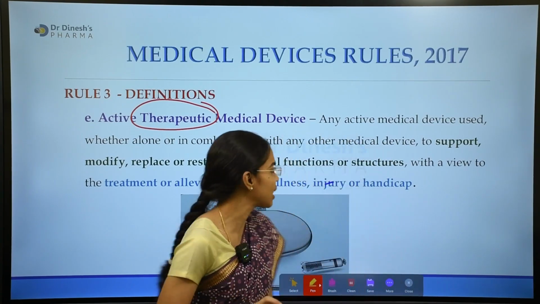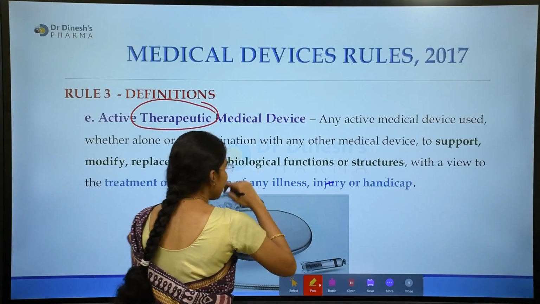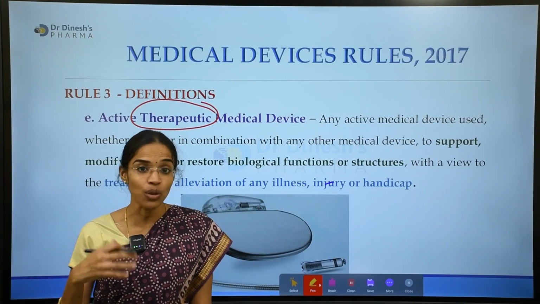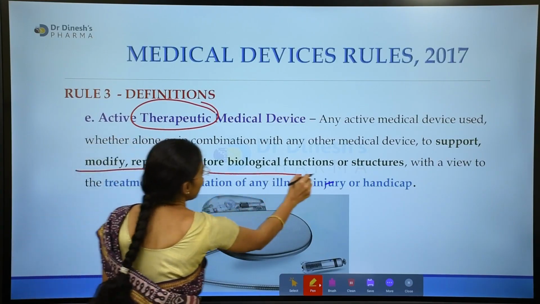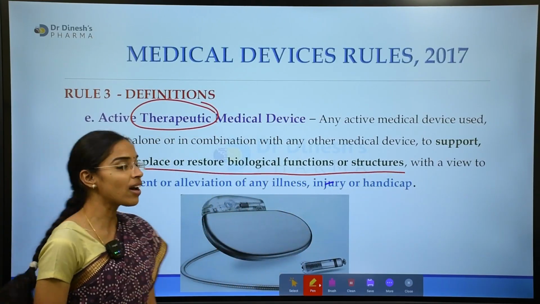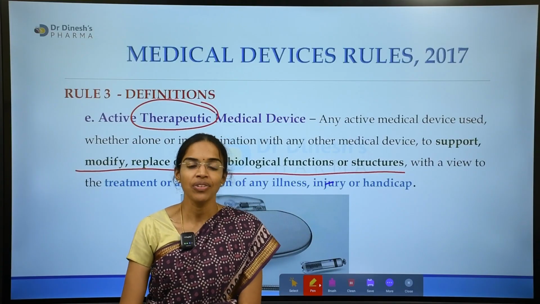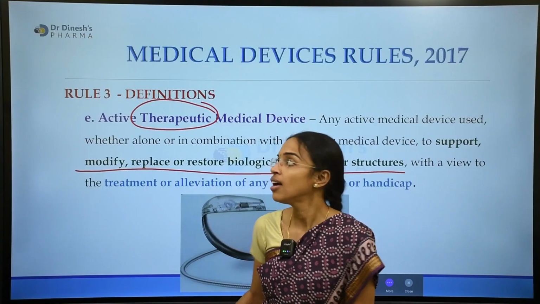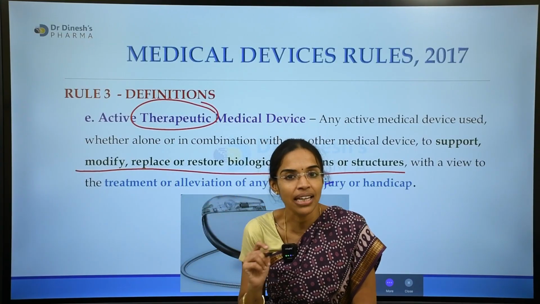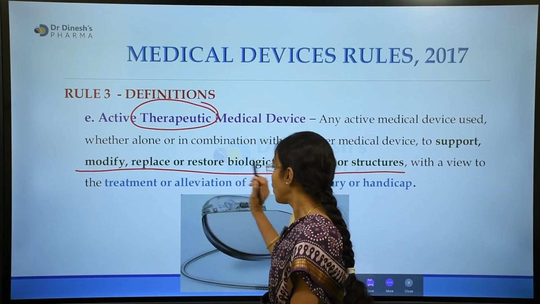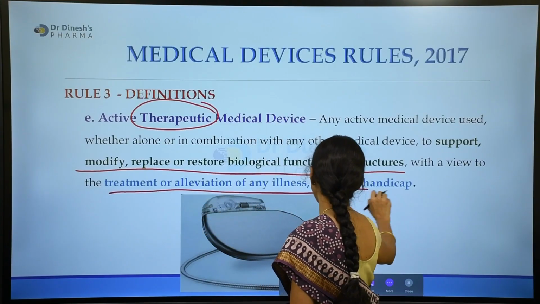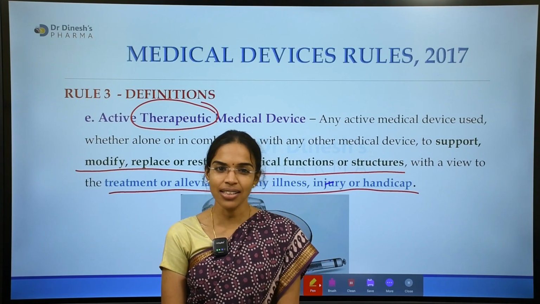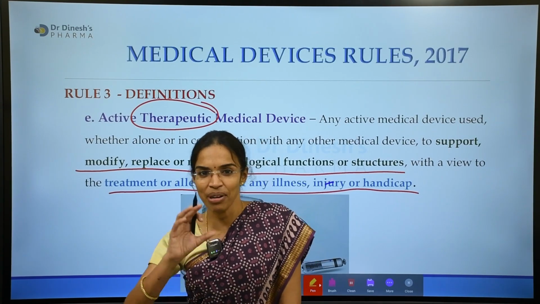What is an active therapeutic medical device? It is any active medical device when it is used alone or in combination. What it does is support, modify or restore the biological functions. It is used to support, modify or restore the biological features or functions. That is covered under the active therapeutic medical device, in the treatment or alleviation of any illness or handicap. So by this we can understand what all comes under active therapeutic medical device.